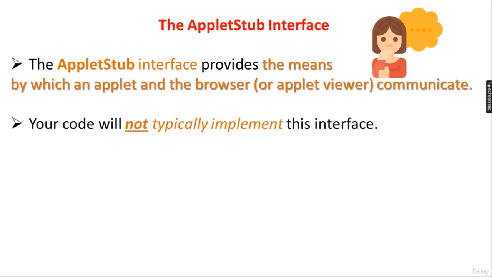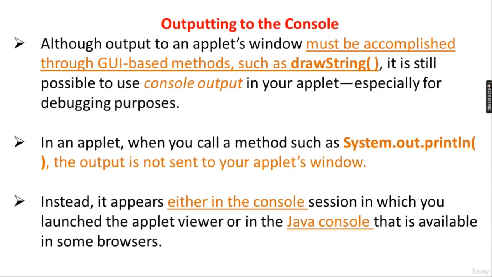Next, the AppletStub interface. The AppletStub interface provides the means by which an applet and the browser or applet viewer communicate. Your code will not typically implement this interface. Outputting to the console. Although output to the applet window must be accomplished through a GUI-based method such as drawString, it is still possible to use console output in your applet, especially for debugging purposes.